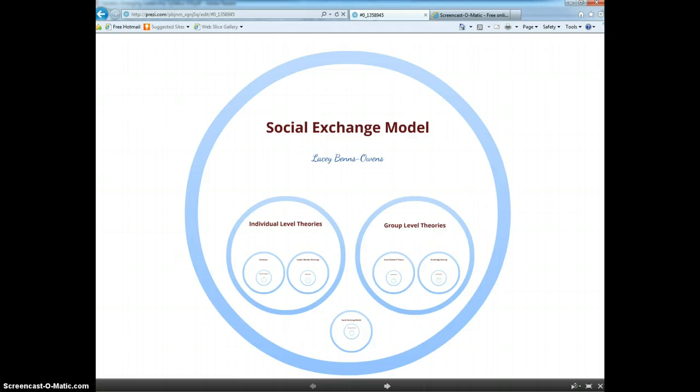Basically, what I've tried to do with my model is to combine both individual and group level theories to understand what occurs within an organization in terms of communication and interaction.